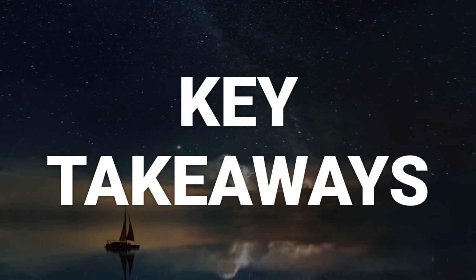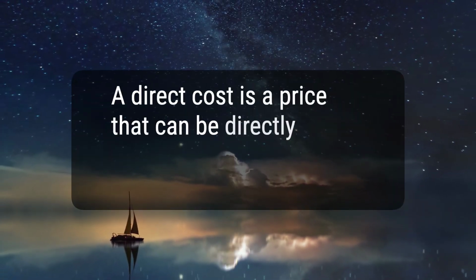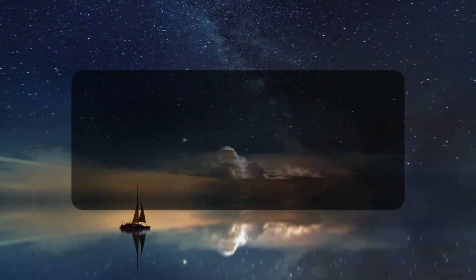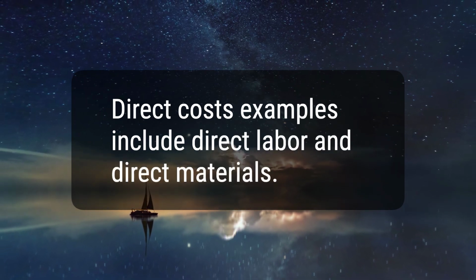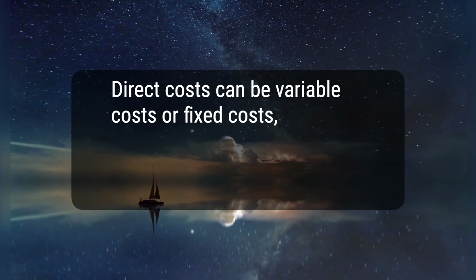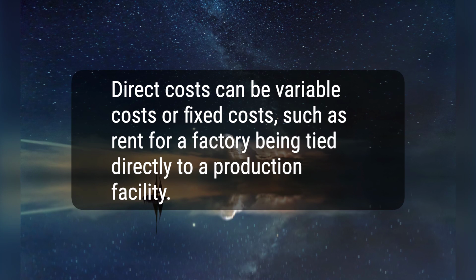Here are 3 key takeaways. 1. A direct cost is a price that can be directly tied to the production of specific goods or services. 2. Direct costs examples include direct labor and direct materials. 3. Direct costs can be variable costs or fixed costs, such as rent for a factory being tied directly to a production facility. Hope this would help.